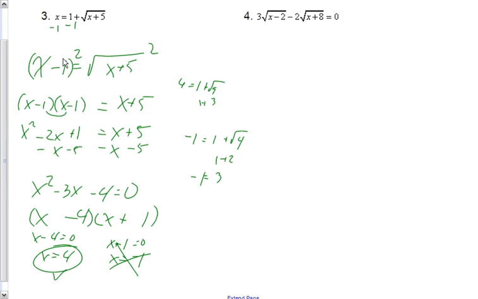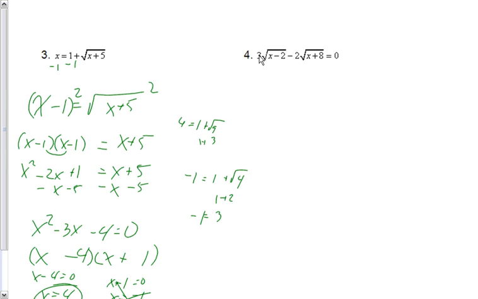Our third or fourth one here, if we take a look, all we got to do is isolate one of them. Okay, there's two. We don't want to square them right away. We want to isolate one of them. So I'm going to move this one over to the other side, and we have 3 square root of x minus 2 equals 2 square root of x plus 8. This is where we're going to square both sides, okay? We could divide by the 2 or the 3, but it's easier just to square both sides.